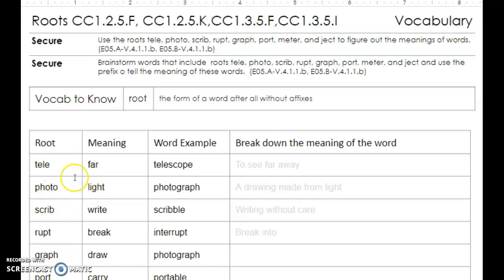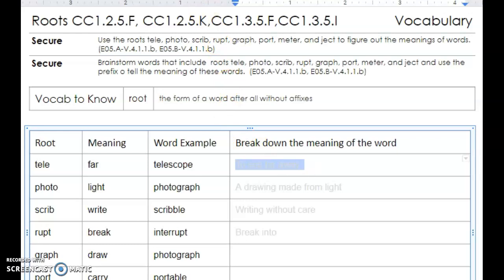So the four that we're going to focus on are tele. So that tele would be part of the word. It means far, and so a word example would be telescope, and scope means to see, so when we put far and to see together, telescope means to see far away.